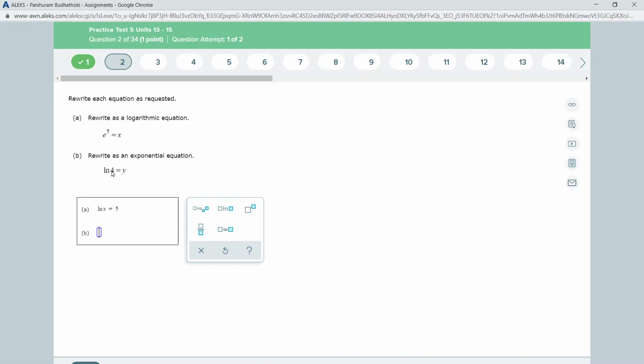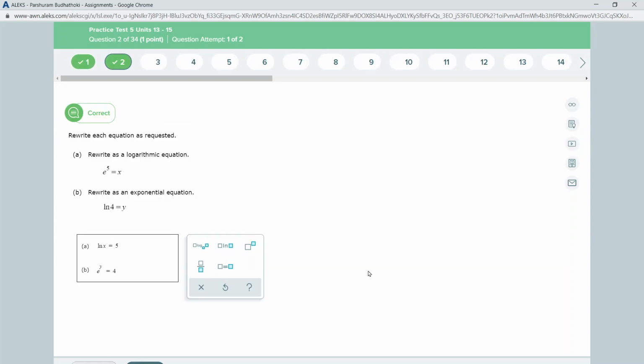Let's go to the next. Here we would like to change that to exponential form. As you can see, the log base e, so e to the power y equal 4.